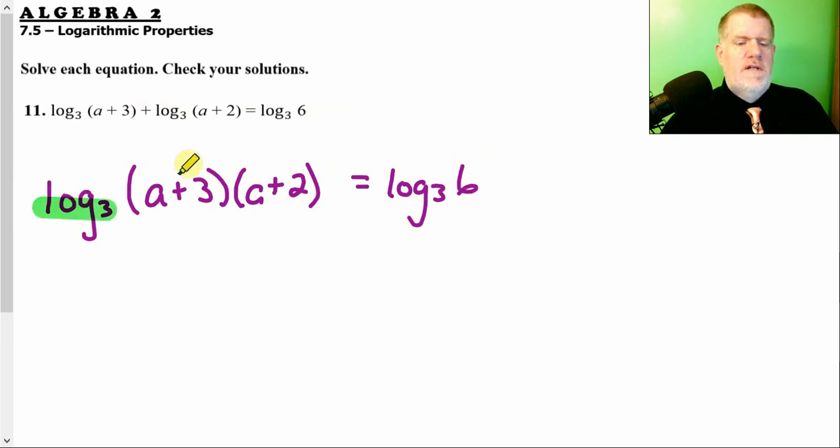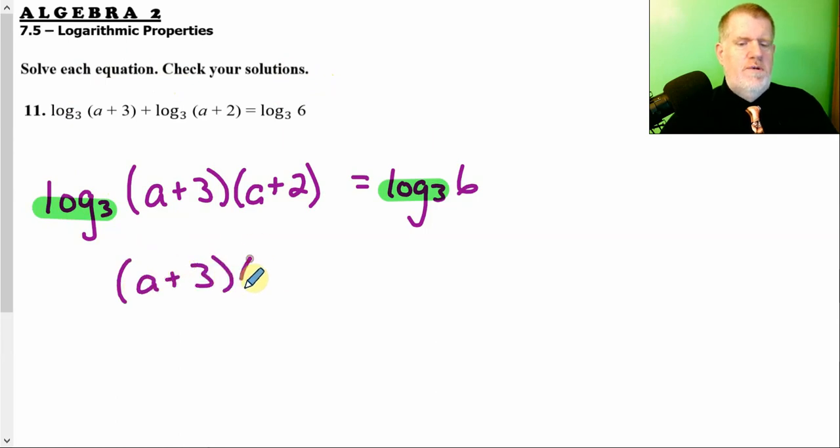And I get a single logarithm expression on both sides. Okay, and that's key. Because some people will look at this and say, oh, a plus 3 plus a plus 2 should equal 6. No, you can't do the logs separately. The logs have to be together as one term. But now that I have a log on both sides, I can now set these equal to each other.